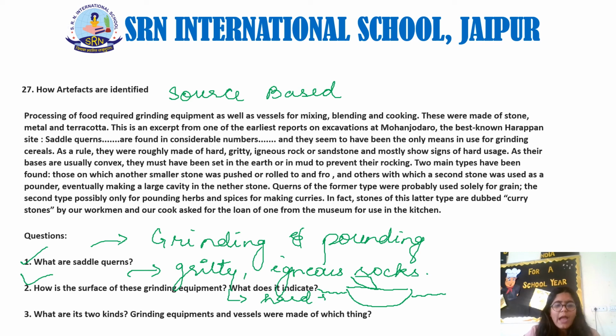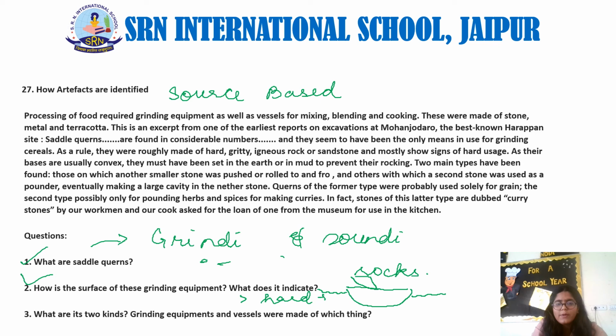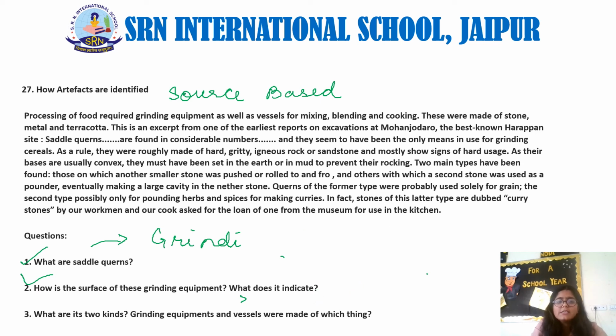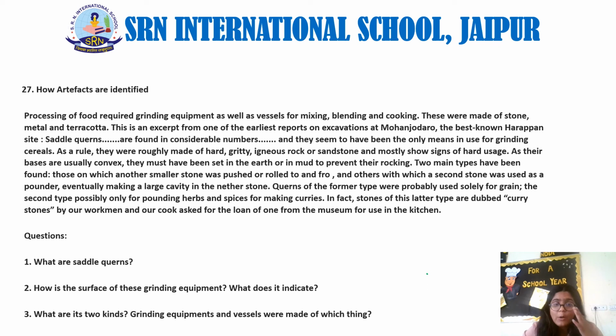What are its two kinds? Grinding equipments and vessels were made of which thing? So let me clear it out just quickly, so that I'll have space to write. Now we will see that these two kinds were there. There were two types of saddle querns. One was basically for grinding, and another one was basically for pounding.